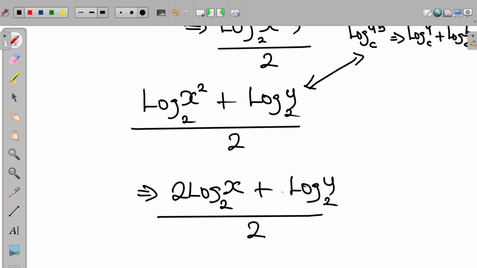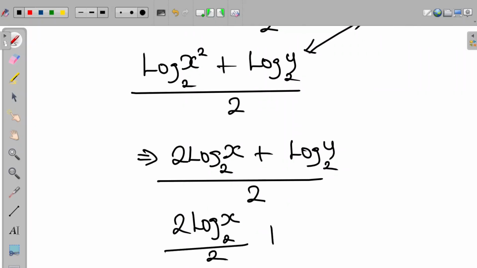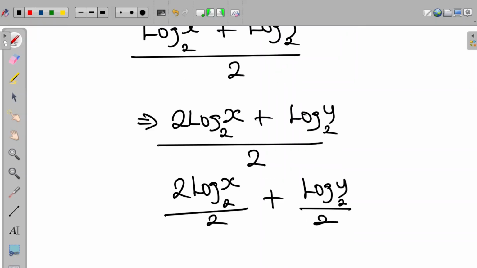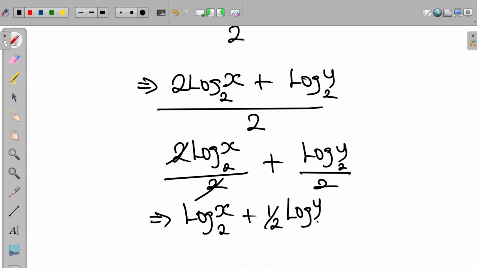Now, if we divide each of the terms by 2, we have that this becomes 2 log x to base 2 divided by 2 plus log y to base 2 divided by 2. So at this point, 2 can cancel out 2. So we are left with log x in base 2 plus 1 divided by 2 log y in base 2. Hence, we have shown that log of x squared multiplied by y in base 4 is equal to log x in base 2 plus 1 divided by 2 log y in base 2.